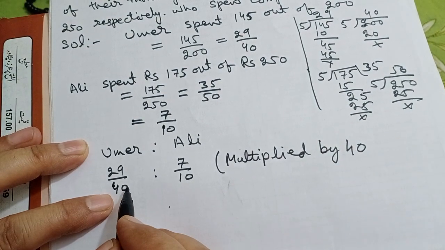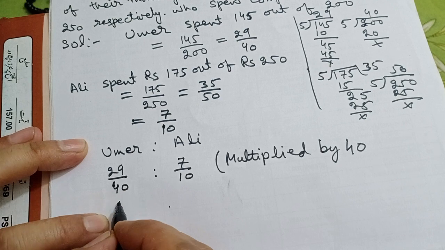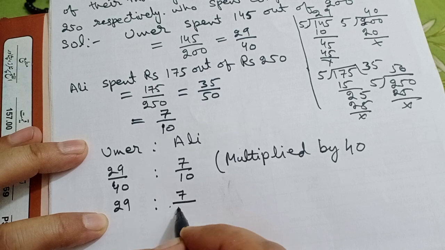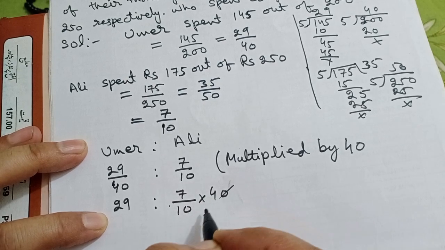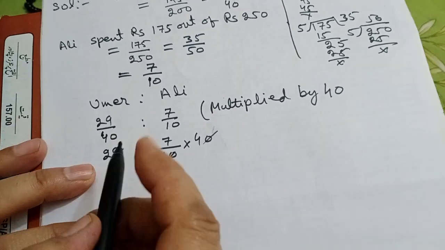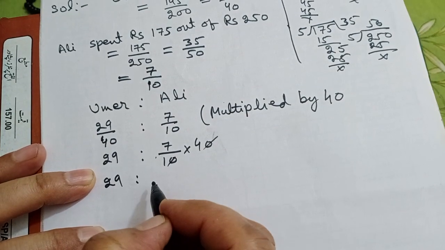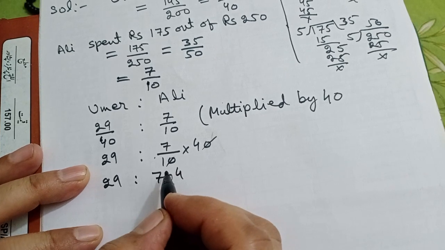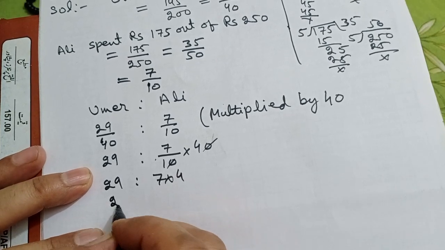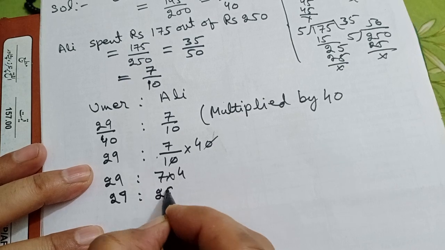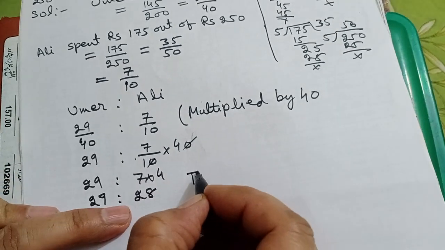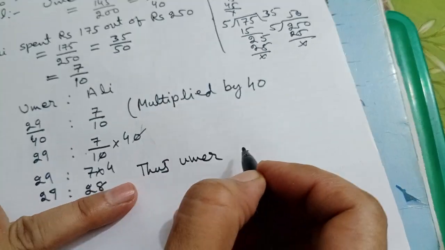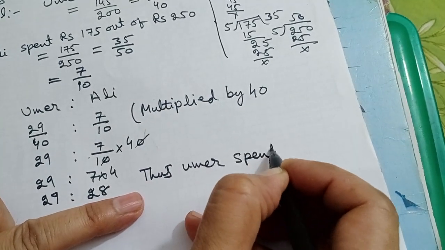When we multiply 40 here, we cross 40 and we get 29 ratio 7 divided by 10 multiplied by 40. So 29 ratio 7 multiplied by 4. 7 multiplied by 4 we get 28. 29 ratio 28. Thus Umar spent more.